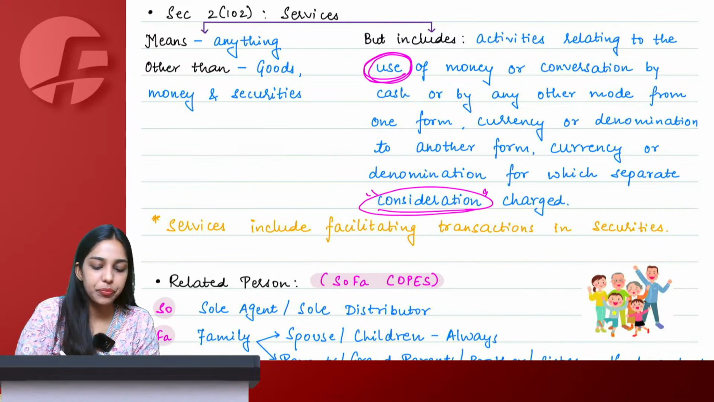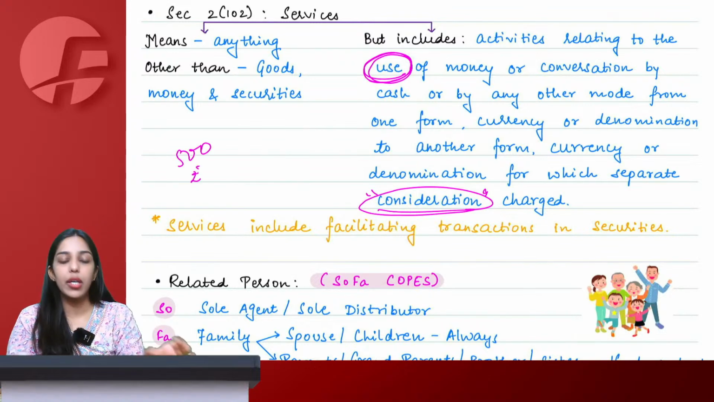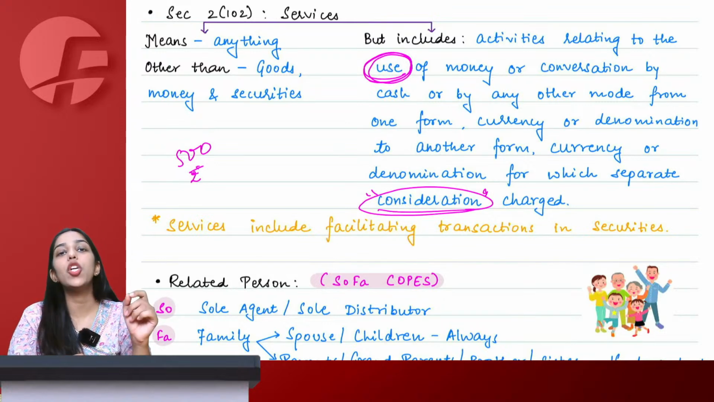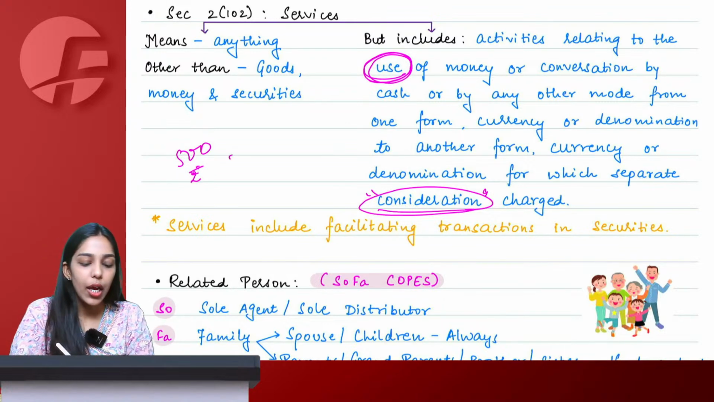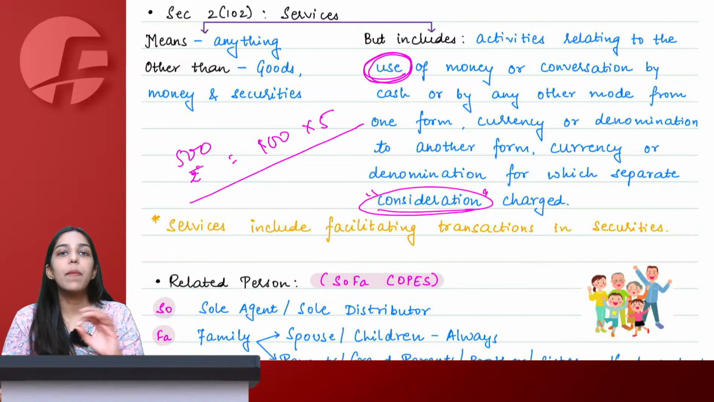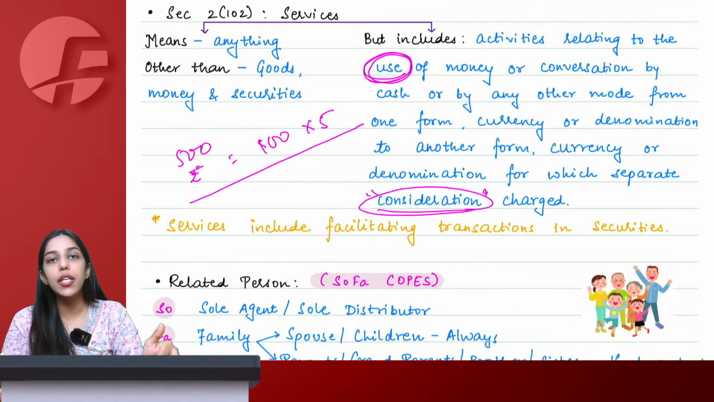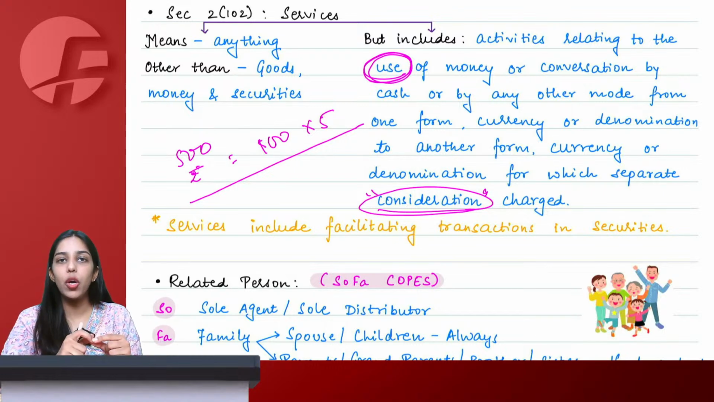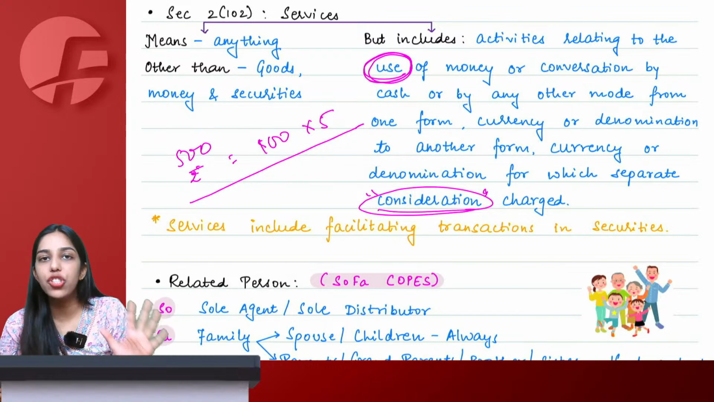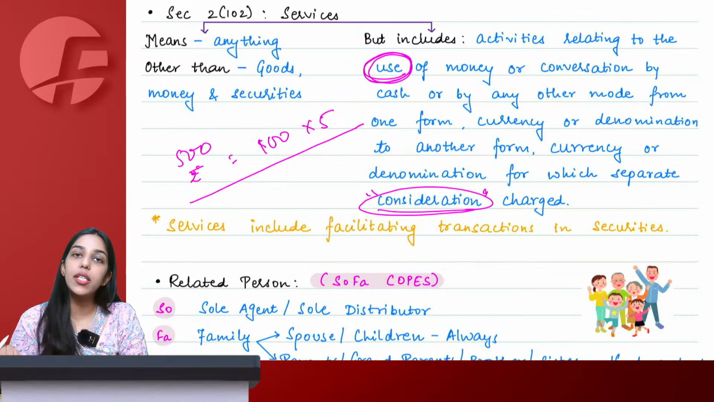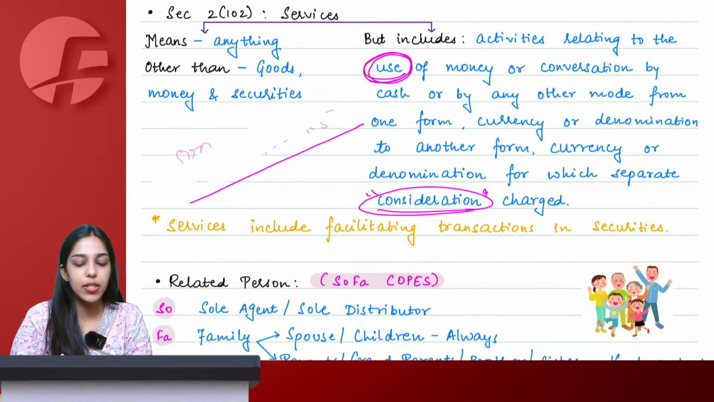Let's take an example. I have a 500 rupee denomination note. I give you that note, and you give me 100 rupee 5 notes. Is it a service? The answer is no. We have changed the denomination, from 500 rupee to 100 rupee notes, but did you charge any consideration for it? No. This is not a service.